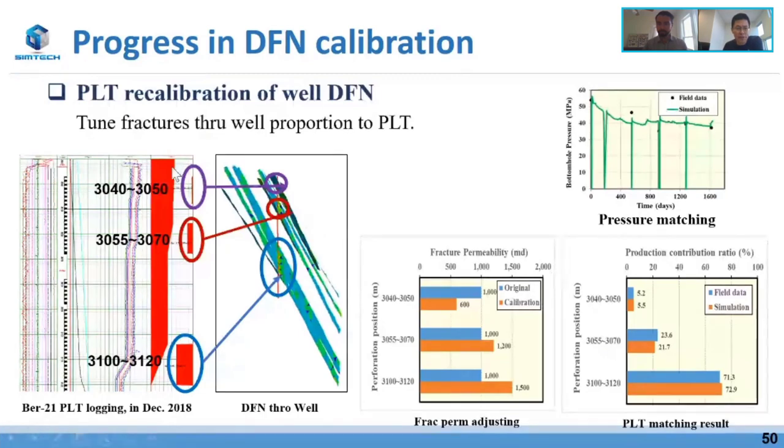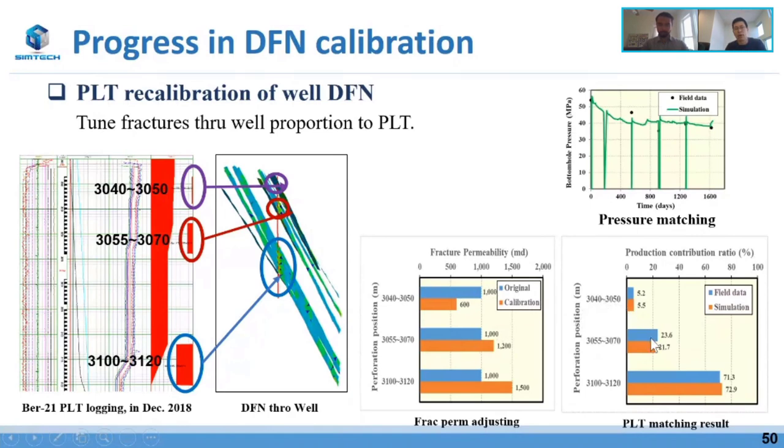This is a very interesting case. Now we have production logging data, so we use those data to recalibrate our well DFN model. Here, we have different zones, and their production rates are different. So now we can pick out all the perforated fractures and tune them independently. After we tune their permeabilities, we can match the production of different zones.